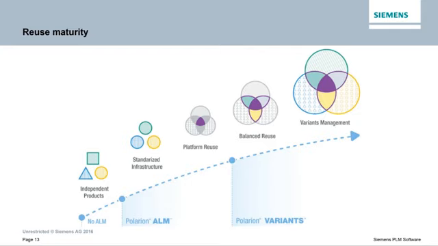The second part is really the balanced reuse. This means that you already start thinking about not just a platform, a core, which all the products share, but really also about some commonalities or shared requirements between systems. And then the last is really to set up the full variance management environment where you can really develop a big number of variants or versions in parallel.